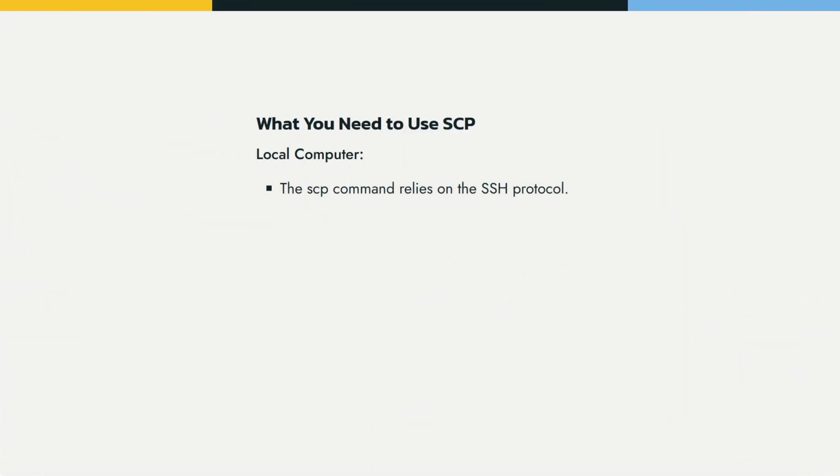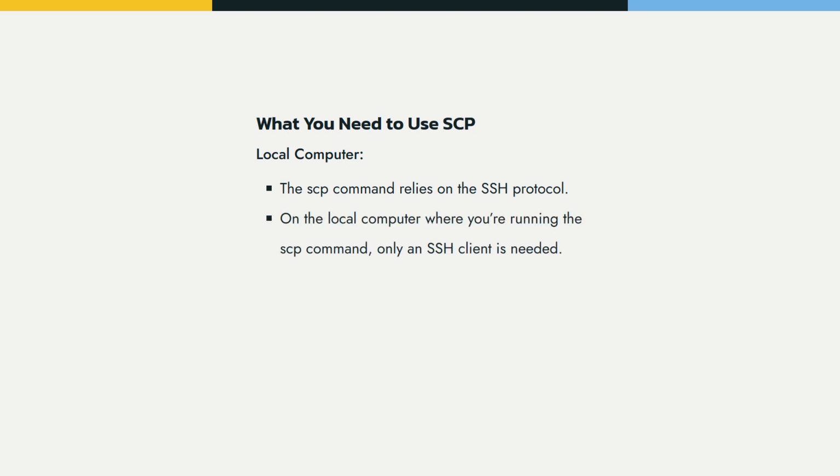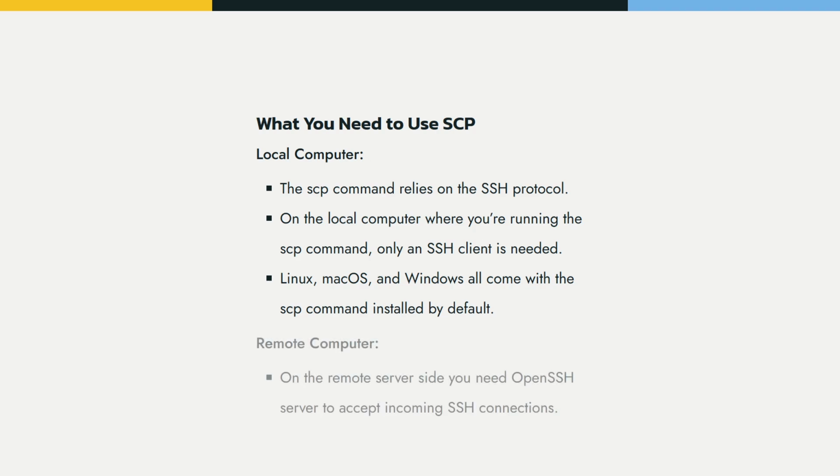The SCP command relies on the SSH protocol. On the local computer where you're running the SCP command, only an SSH client is needed. The good news is that Linux, macOS, and Windows all come with the SCP command installed by default. However, on the remote server side, you need OpenSSH server to accept incoming SSH connections. So the OpenSSH server must be running on the remote computer.